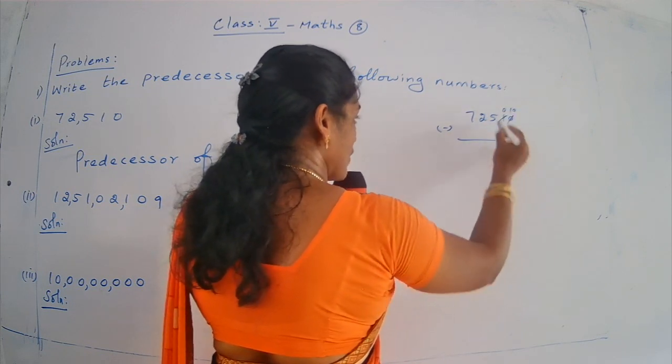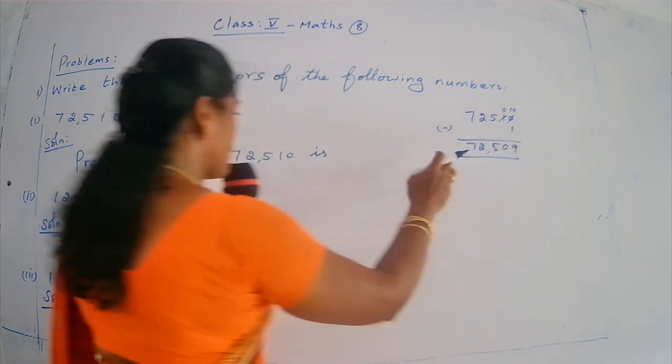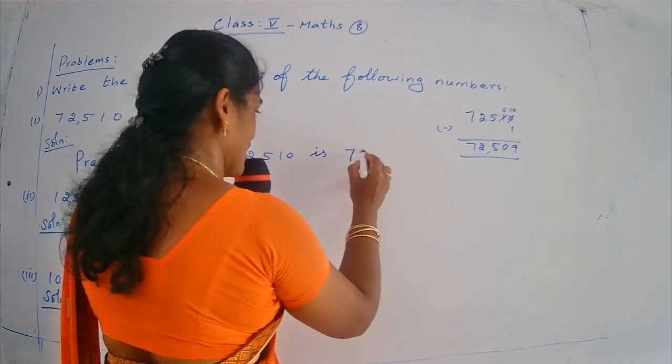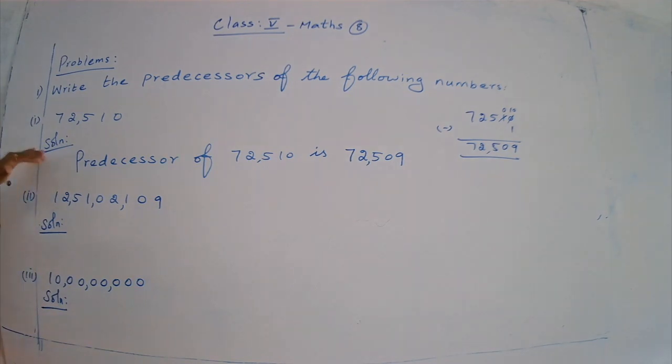Here the remaining digits are 0, 5, 2, 7. So your answer is 72,509. So predecessor of 72,510 is 72,509, a number one less than the given number. Okay children, so 72,510 minus 1 equals 72,509. Okay, do you understand children?